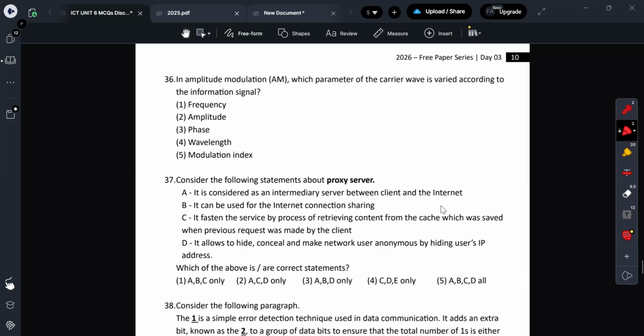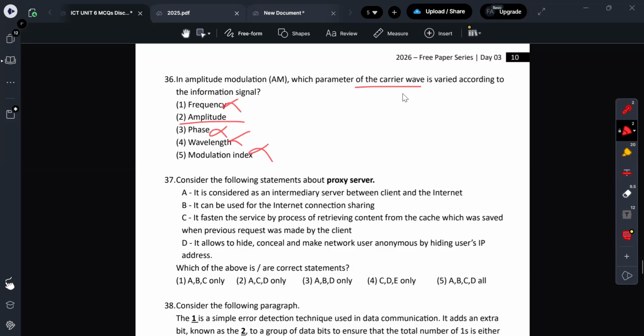Frequency modulation, the frequency changes while the amplitude stays constant. Frequency means timing of the waves. Whereas phase modulation, what happens? The phase, the starting point of the wave, shifts to encode the data. So it's not frequency, it is not phase.